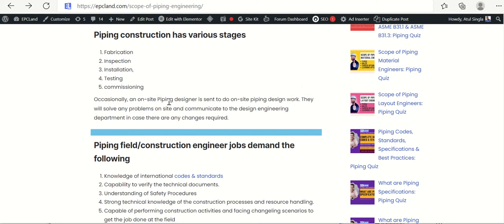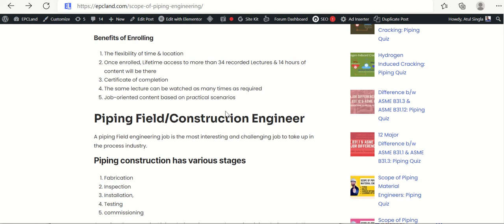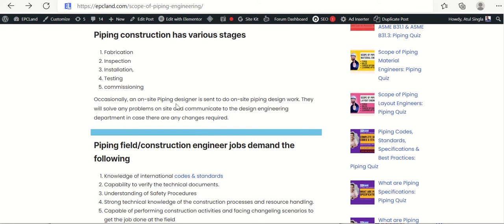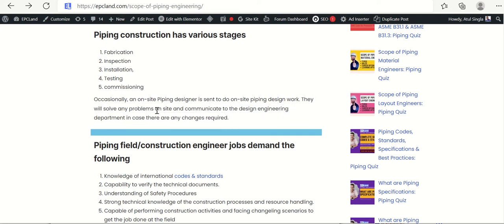Okay, there will be people from the design team, as we discussed in the layout section, material section, and stress analysis section. There will be piping design engineers. So out of those design engineers, a few people will be sent to site. They will solve any problem on site and communicate to the design engineering department in case of any bigger challenge. So first they will try to solve it at site on their own. If not, if more time, more resources are required, then they will communicate the problem to the design engineering team.